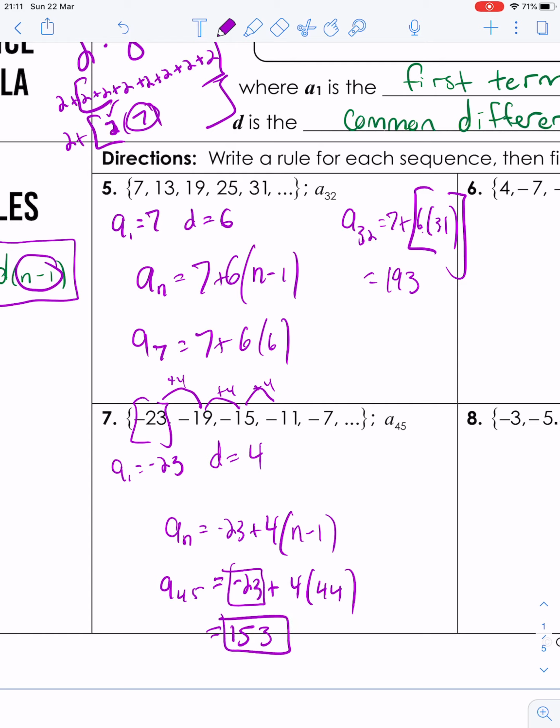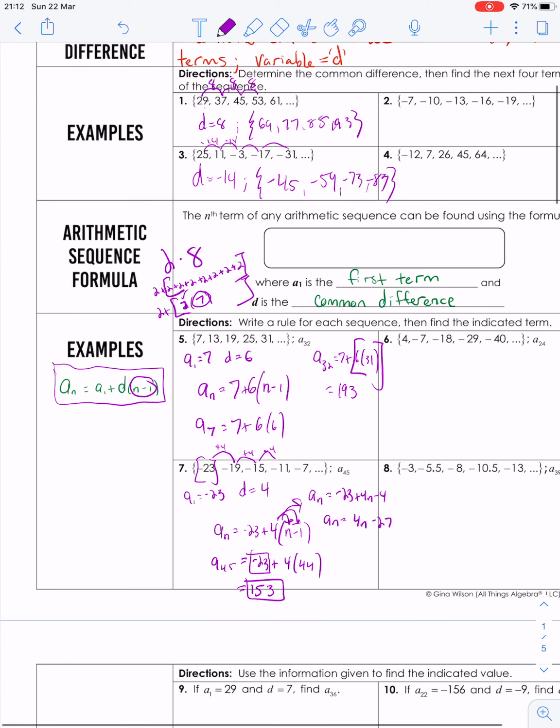And also, if they wanted us to make it in an explicit formula, remember how to do that? It would be A of n equals negative 23, and then we distribute plus 4n minus 4. So A of n equals 4n, negative 23 minus 4, minus 27. There we go. We have a little function. Okay, so now we got it, I think.